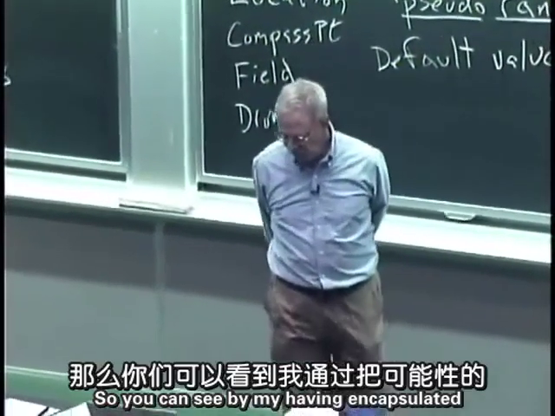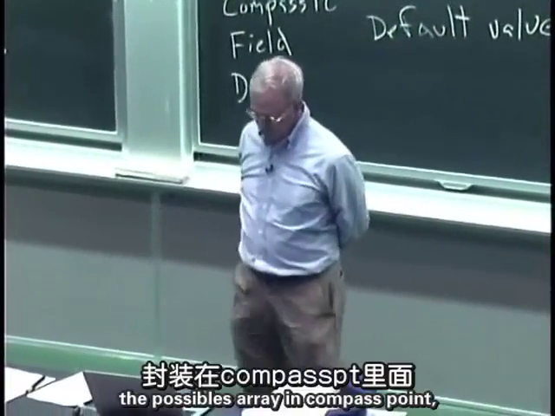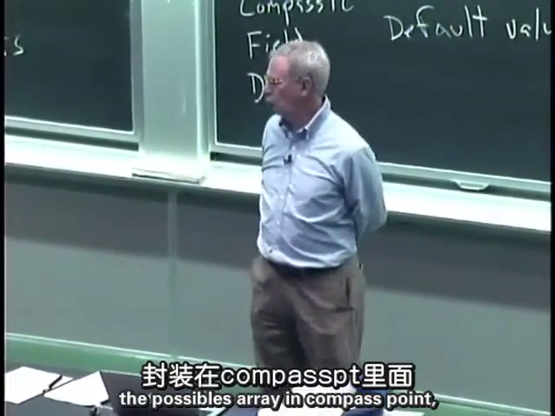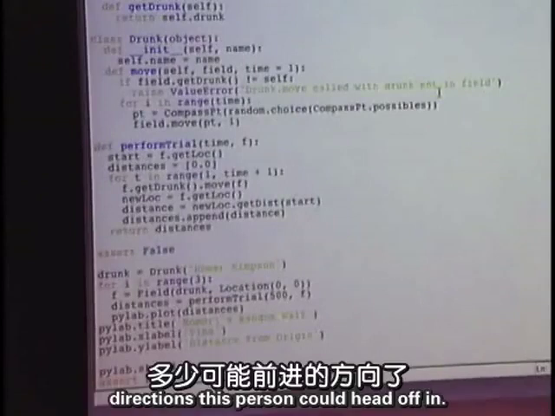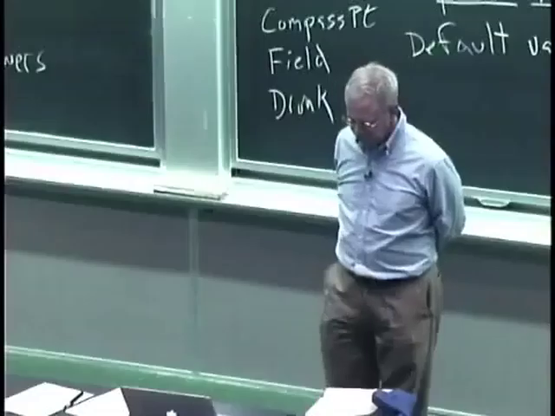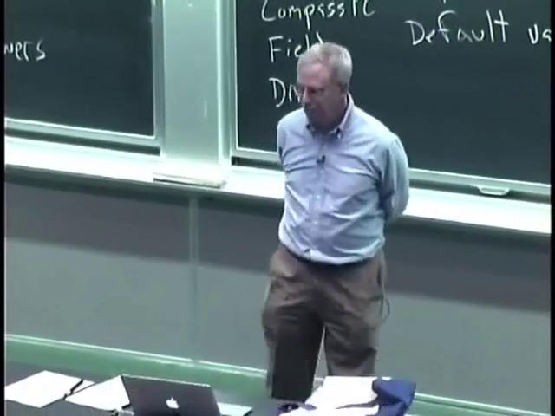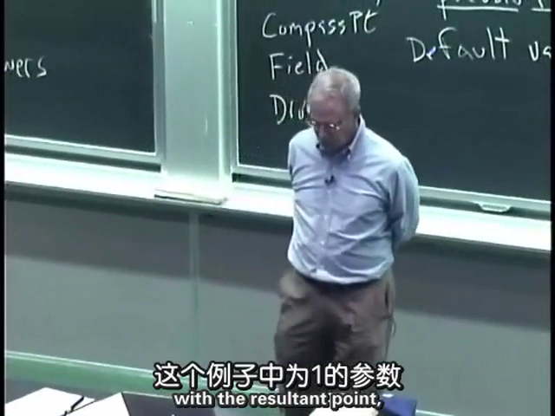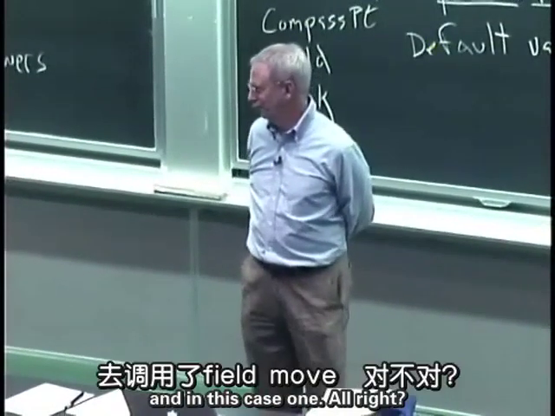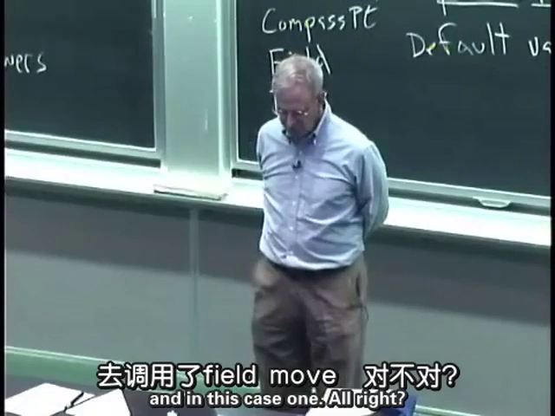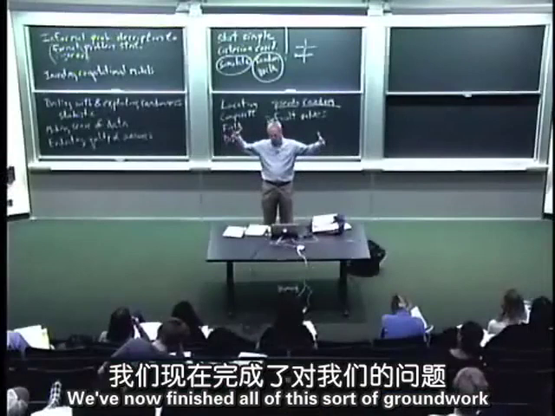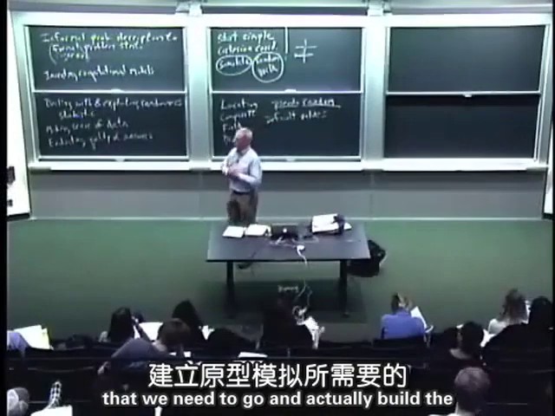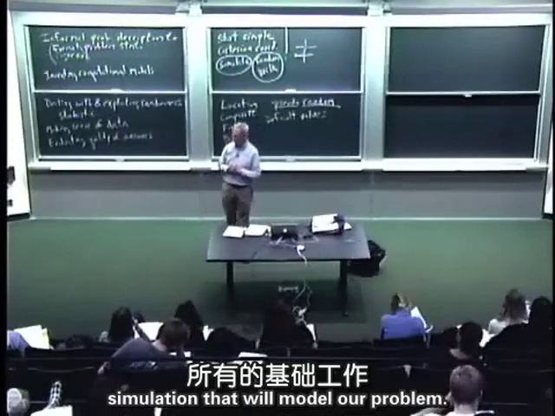So you can see by my having encapsulated the possibles array in compass point, I don't have to worry in drunk about how many possible directions this person could head off in. And then it calls field.move with the resultant point, and in this case, 1. All right? We've now finished all of the groundwork that we need to go and actually build the simulation that will model our problem.